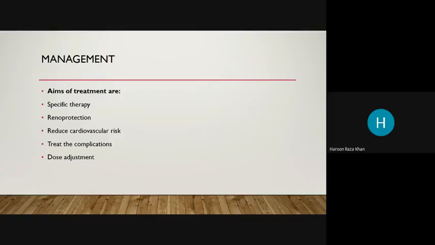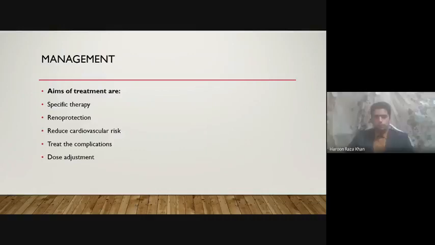Another thing that is important is to control the diabetes. And finally, protein levels must be reduced, or a normal protein diet should be given in these individuals.